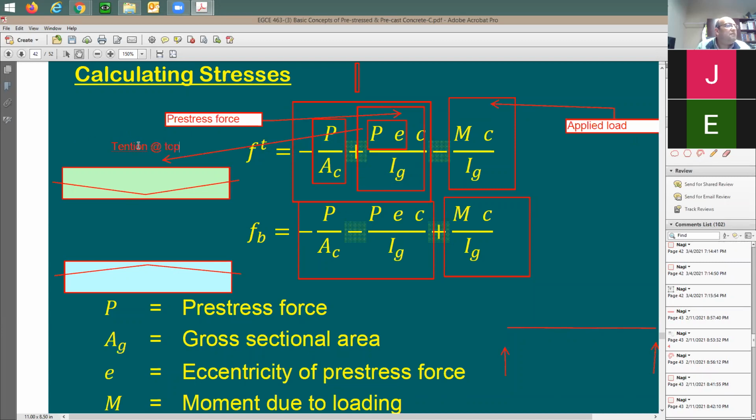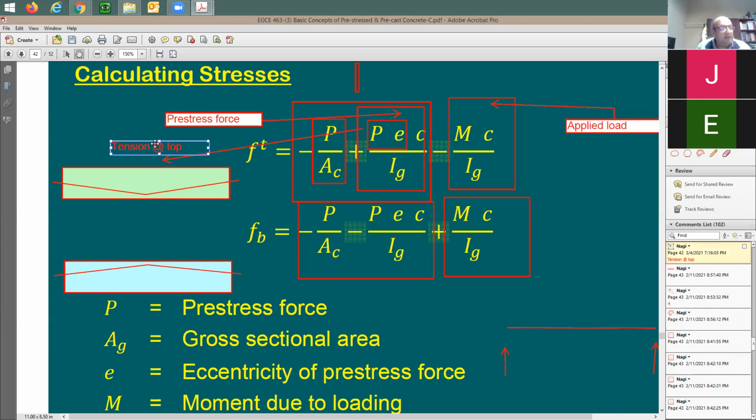Tension. How about here? I'm going to say tension is going to be at the bottom. Why? Because I changed the direction. Now where's the compression? I'm going to say compression is going to be at the bottom. Let me write this down.